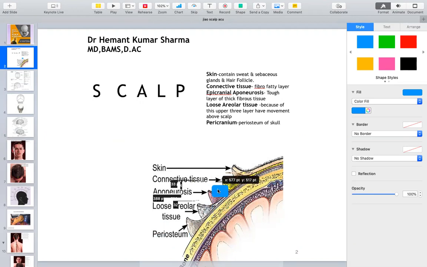So in our skull, we have 5 layers. The outermost layer is skin, then connective tissue, then hard tissue, then bone. So we have taken the first letters: skin, connective tissue, aponeurosis, loose tissue, periosteum, and this spells SCALP. The name itself shows the 5 layers of the outermost covering of the skull.